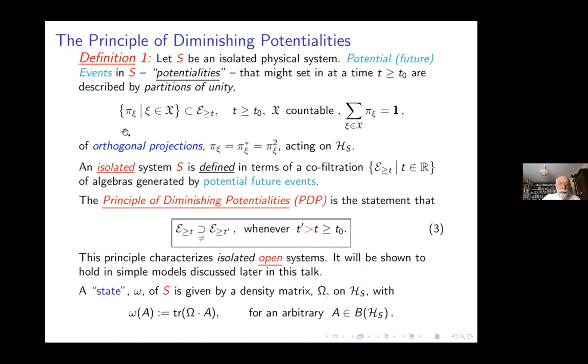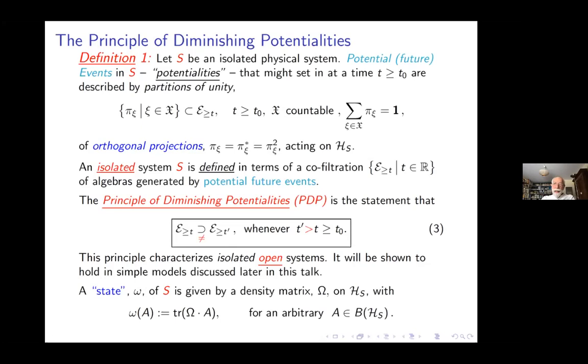So here is a definition. Suppose S is an isolated physical system. What does it mean for a system to be isolated? It means that for all practical purposes, you can do as if the system S did not interact with any degrees of freedom in its complement. That's what an isolated physical system is. It does not mean that the state of S might not be entangled with the state of the complement. But there should be no interactions.